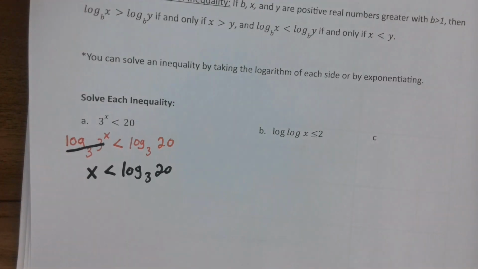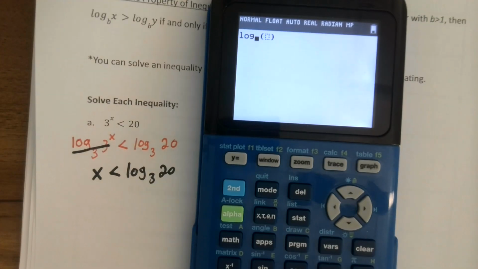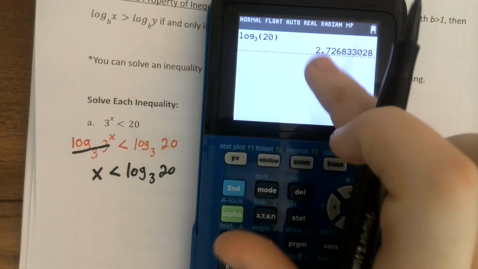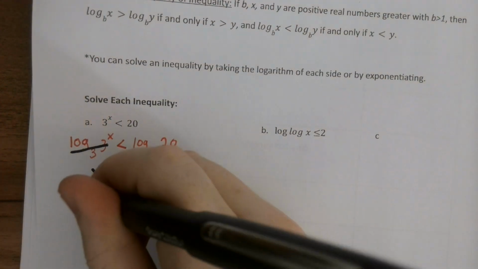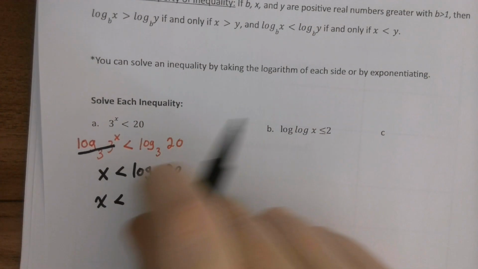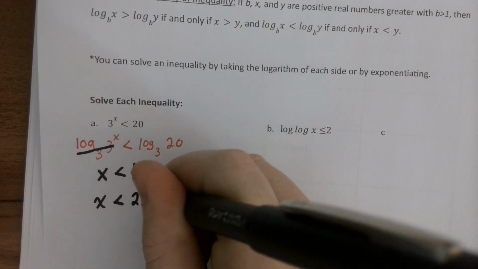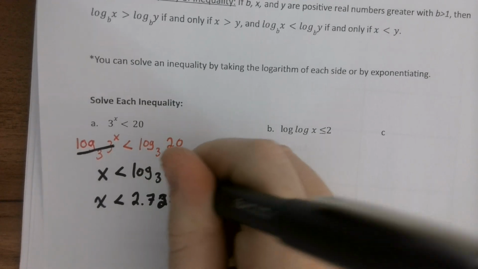We've basically solved for x. All we need to do is figure out what log base 3 of 20 is. So in my handy-dandy calculator, I'm going to type log base 3 of 20. Bam. x is going to be less than 2.727. So we write out our answer. We get x is less than whatever log base 3 of 20 is, which is 2.727. Done.